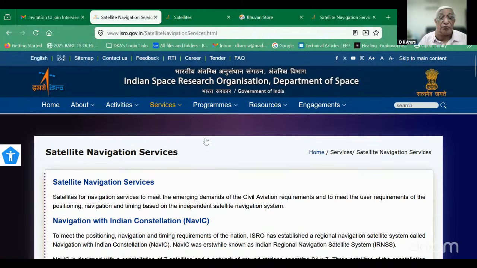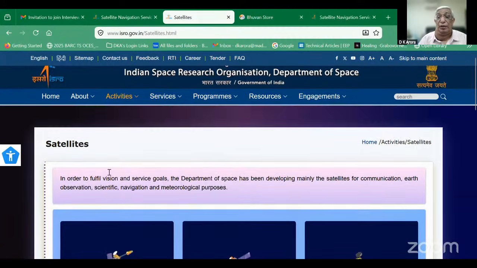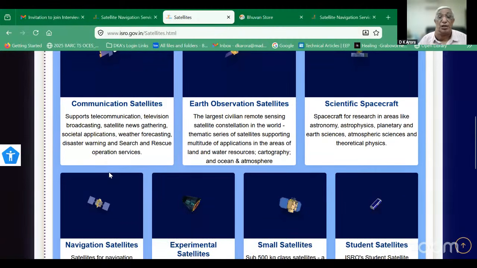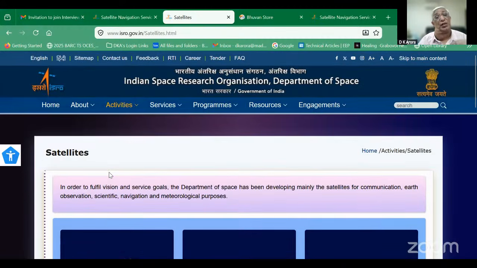Satellite navigation service is NavIC. Then we have satellites; ISRO has been developing satellites. We have the communication satellites. We have the Earth observation satellites. Then there are scientific spacecraft. Then there are navigation satellites. Again, this is the part which is general knowledge related to ISRO activities. Maybe knowing about the highlights of this information can be useful for you. There could be some questions to judge your keen interest about working in ISRO, right?